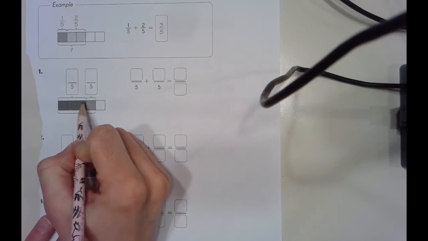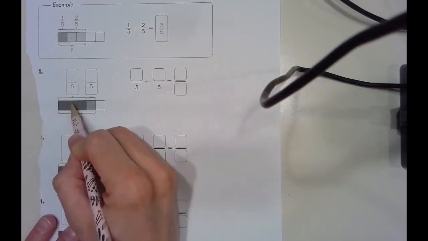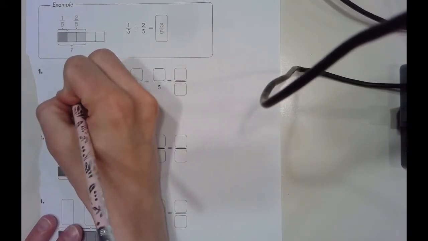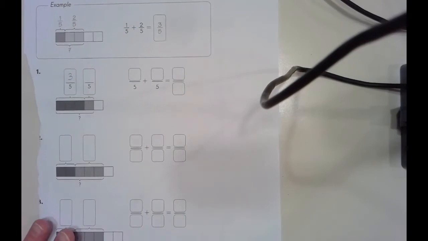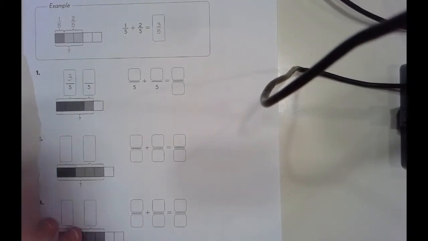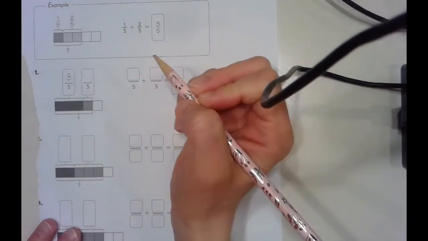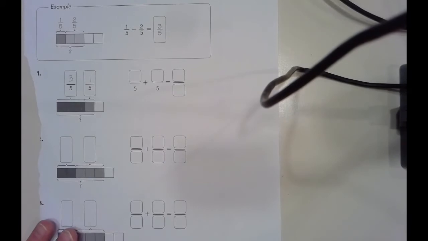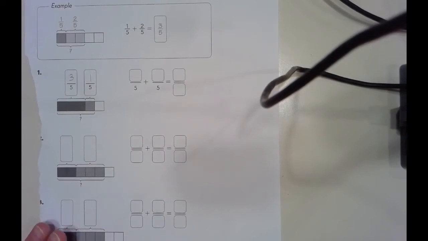You can imagine that this is maybe a candy bar and that somebody ate these 3 pieces of the candy bar. So this person would have eaten 3/5 of the candy bar. And maybe their friend ate 1 piece of the candy bar. They ate 1/5 of the candy bar. And they want to know how much of the candy bar did both people eat in all.